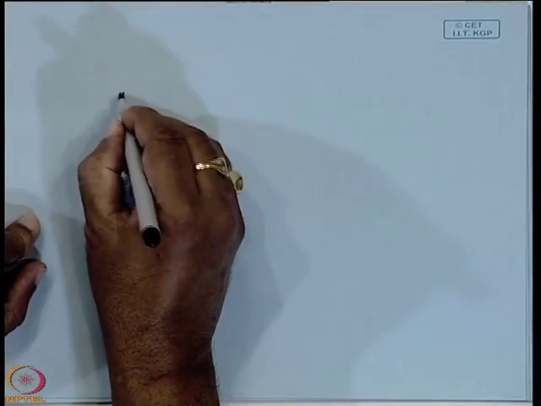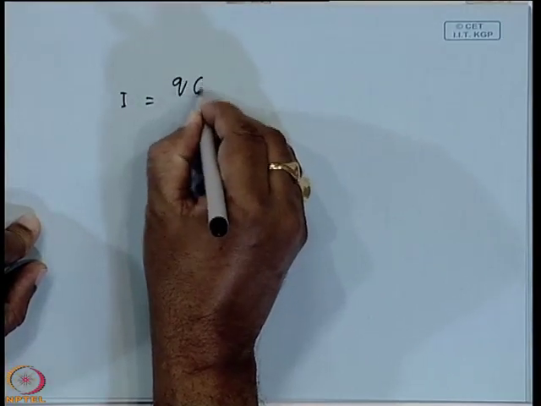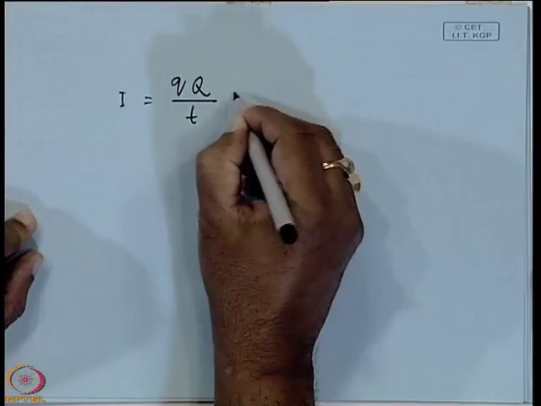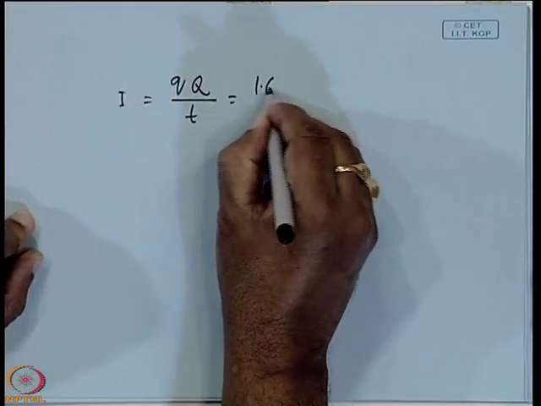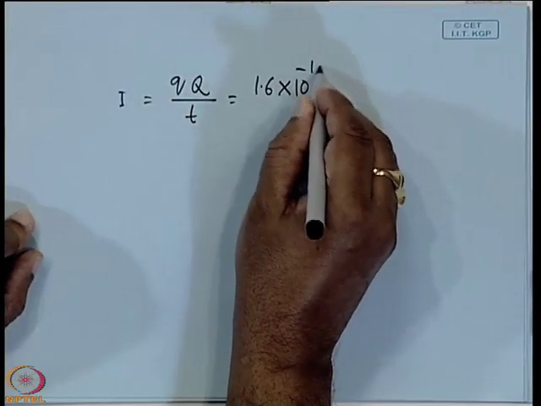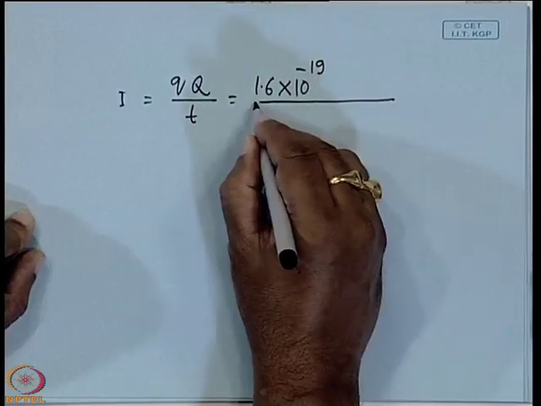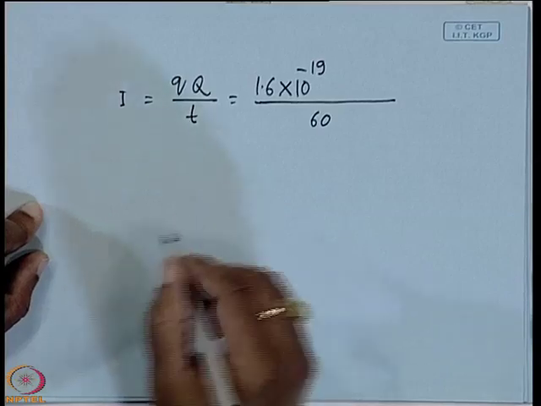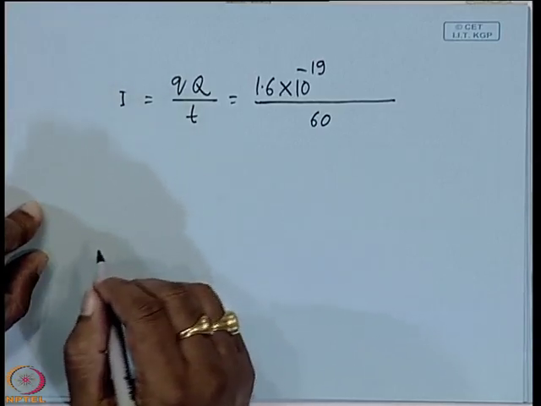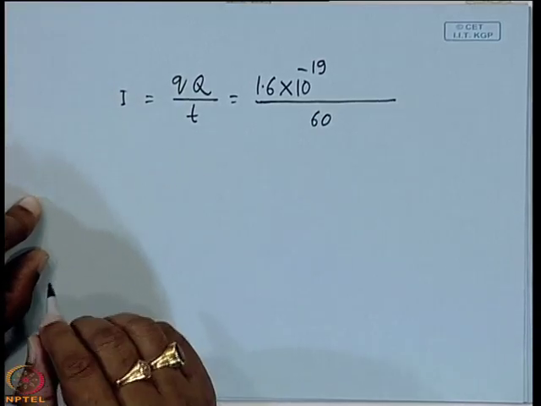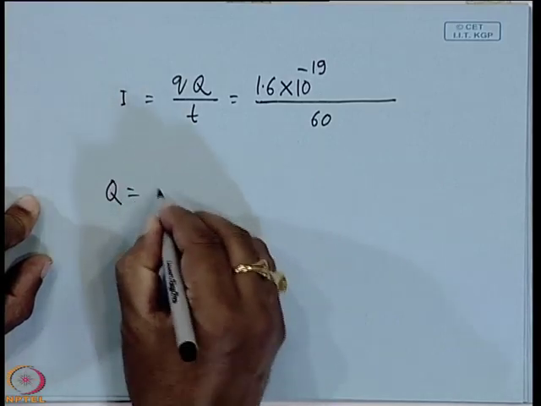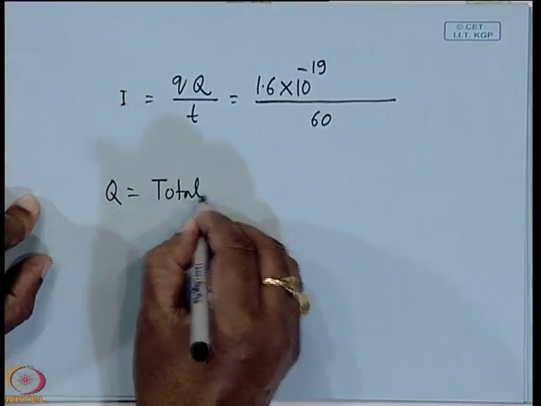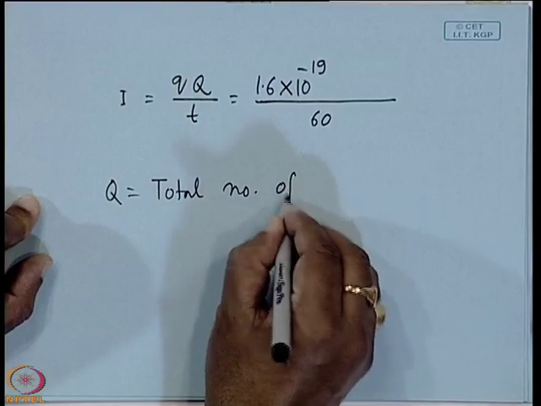But what about the ion current? Beam current will be I equals to Q by t. What is t? It is 1 minute or 60 second. Then what is capital Q? Capital Q is the total number of implanted ion, times the charge of an electron, which is 1.6 into 10 to the power minus 19.